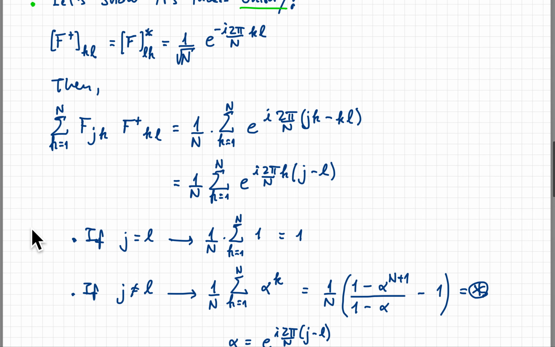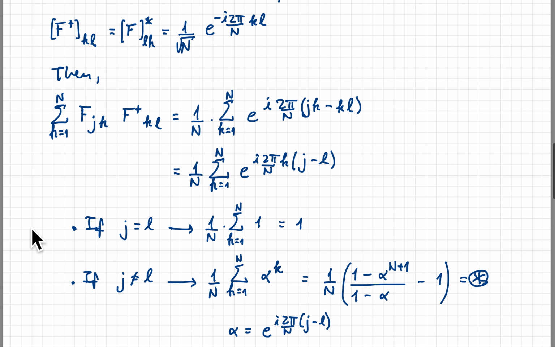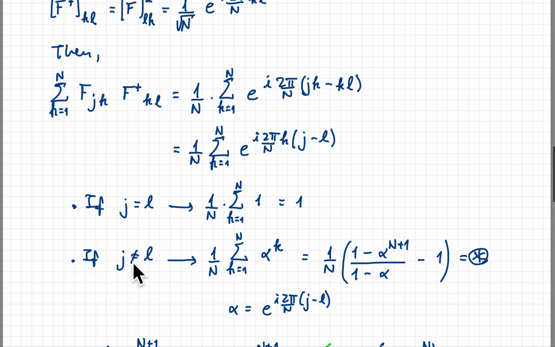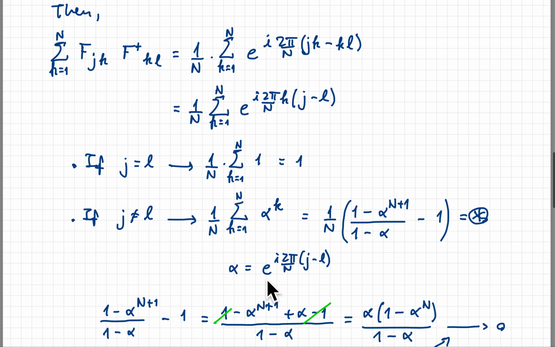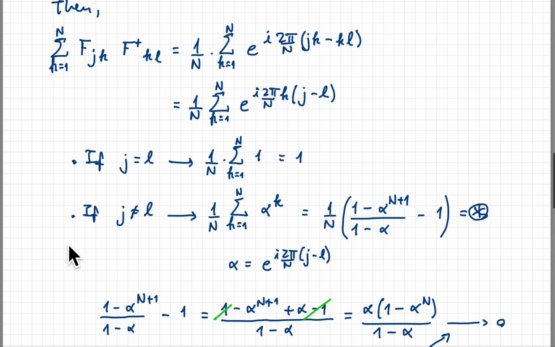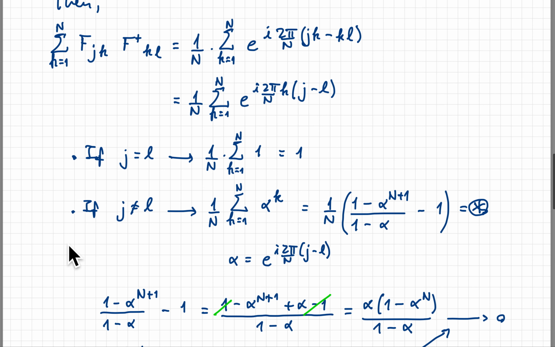So far, so good. Now, if j is different from l, it's a little bit more complicated, but let's see how we can do this. If j is different from l, then this quantity is definitely not just 1, and this is not just 0. And so we're going to be summing from k equals 1 to n some quantity to the power k. What I did here is simply recognize that this quantity is some number to the power k. That number I call alpha, and it's given here by e to the I 2 pi over n, j minus l, where j and l are, of course, assumed to be integers.